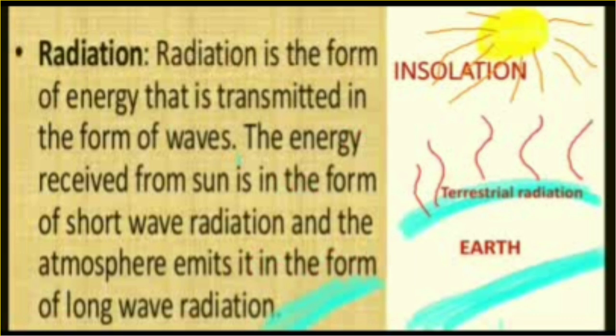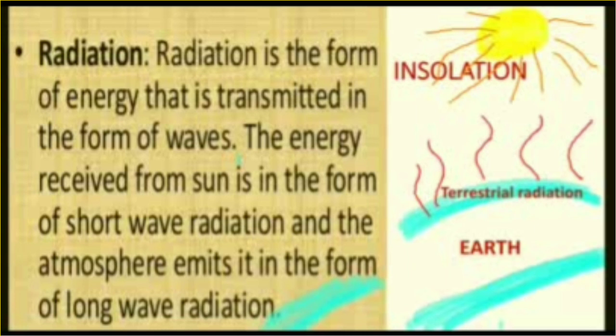Radiation. Radiation is the form of energy that is transmitted in the form of waves. The energy received from the sun is in the form of short wave radiation, and the atmosphere emits it in the form of long waves. It means that it is a process by which a body emits radiant energy, that is, energy received from the sun in the form of heat.